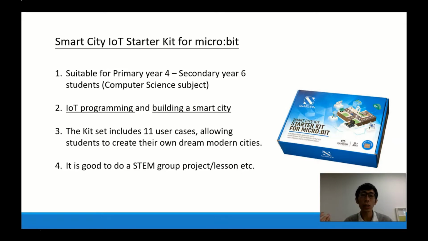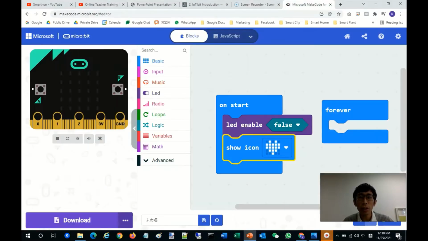So it has so much space for 2 to 3 students to do the group project, and then they brainstorm and then present it. So it is quite suitable for 2 to 3 or more students. However, one student can also use one kit set. So that is the smart city IoT starter kit for micro:bits.